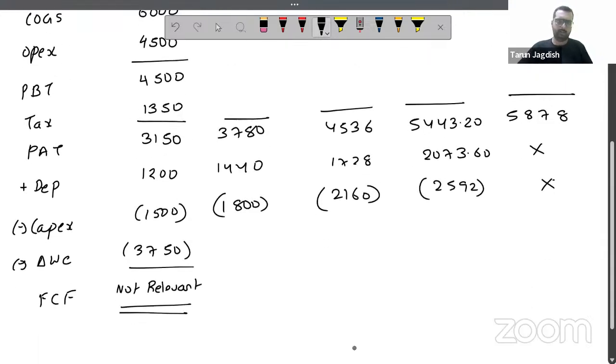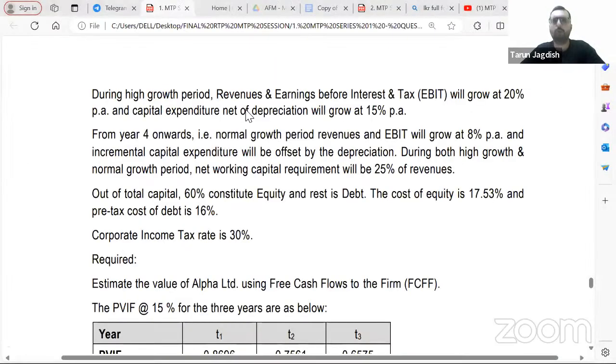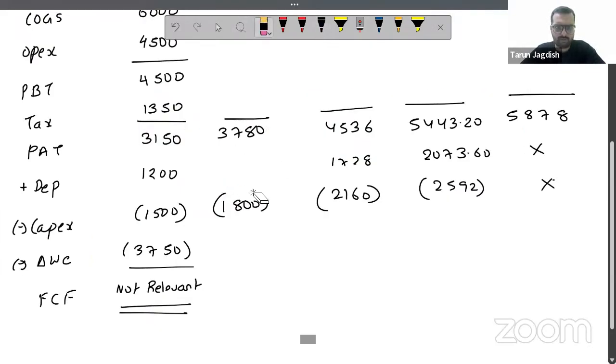Okay. The depreciation would grow at 15%. Have they told like that in the question? Hold on. What about capex? That also 15. Okay, both will be 15%. Capital expenditure net of depreciation will go. Both are 15%. Thank you for correcting me there.